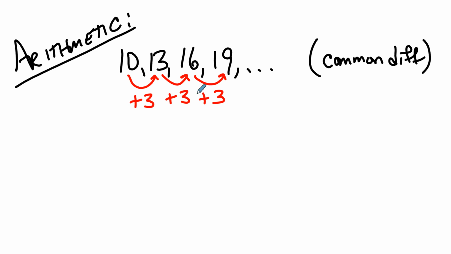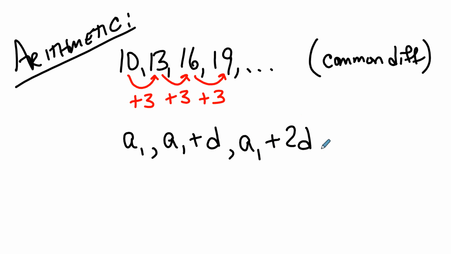In general, your textbook says that the first term in an arithmetic sequence is usually called a sub 1. Then to get to the next term, you would take that a sub 1 and add some common difference. Then to get to the next term, you would take that term and add the common difference again, and so on. A sub 1 is the first term. D is the common difference. D for difference. We usually try to have our variables be meaningful.